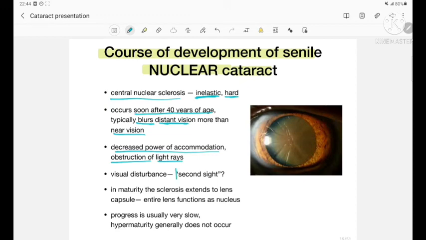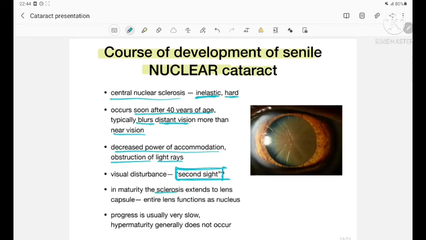The visual disturbance, there is second sight. The second sight is because of blurring of distant vision more than the near vision. So, the patient can see the near objects clearly. This is called a second sight.